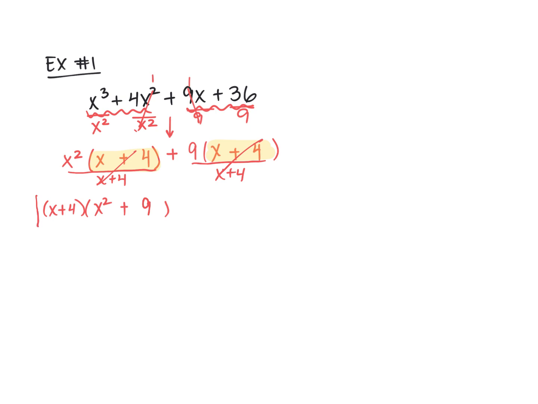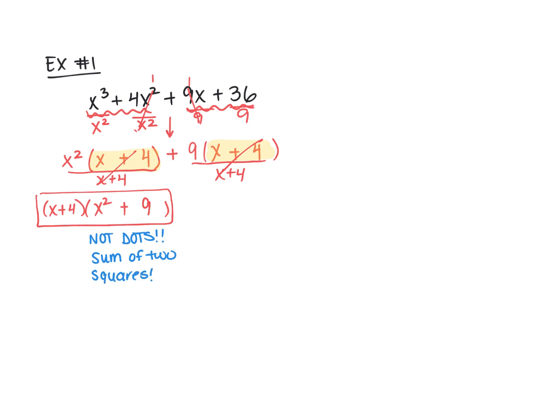So this is my final answer. Now, some of you may be recognizing this x squared plus 9, and you might be thinking that it's DOTS, but this is not DOTS because it is not a difference of two perfect squares. This is a sum of two squares. So just be very careful about that.